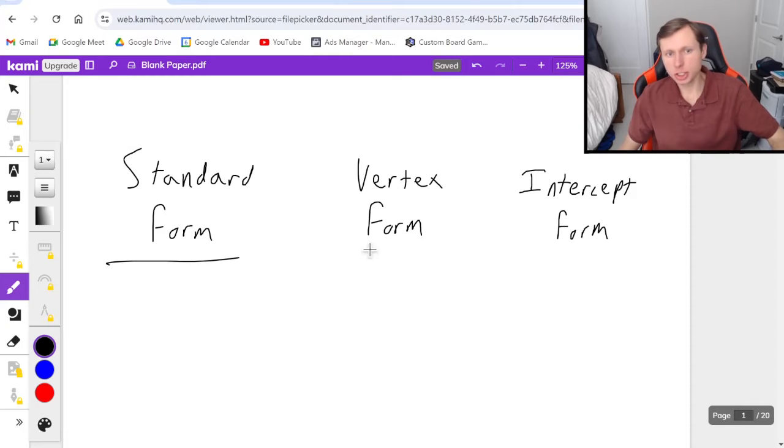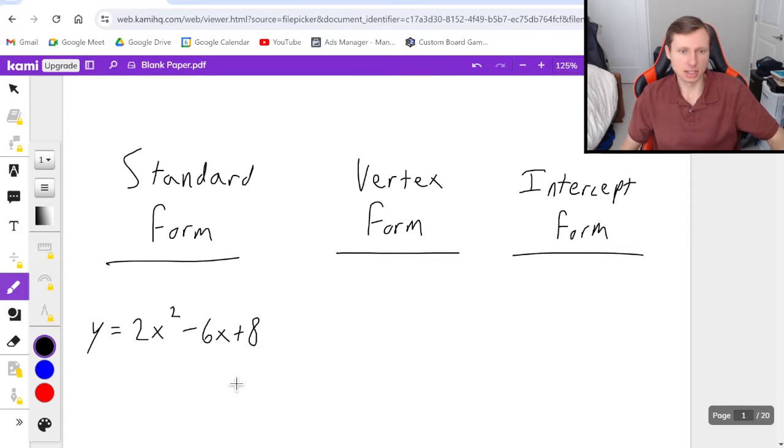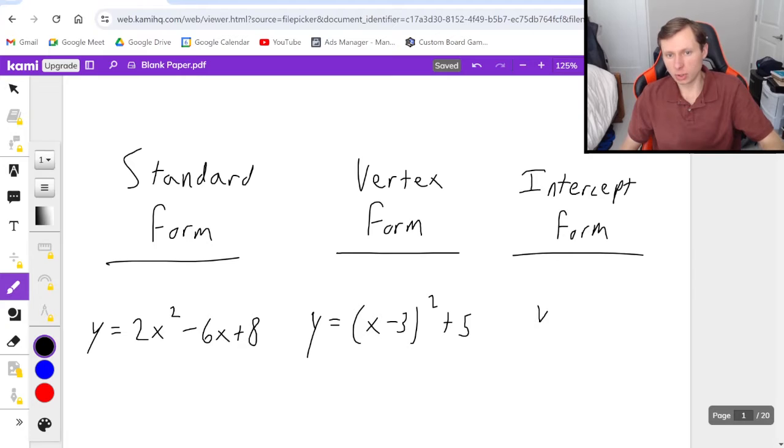And before we get started, just to show you a quick example of all three, standard form will look something like this: y equals 2x squared minus 6x plus 8. It's in the form ax squared plus bx plus c. Vertex form always looks like y equals x minus 3 squared plus 5, or something like that. And intercept form will always look like something like this: x plus 6 times x minus 2, something like that.